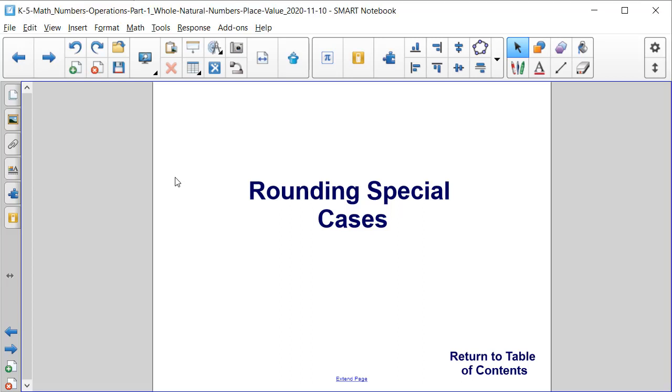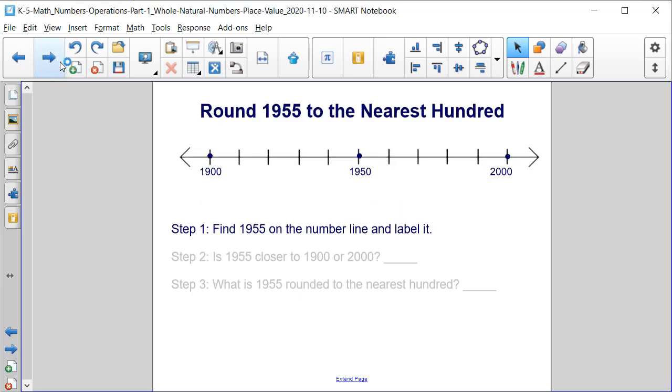Rounding special cases. Let's try another example with rounding. By rounding 1,955 to the nearest hundred.